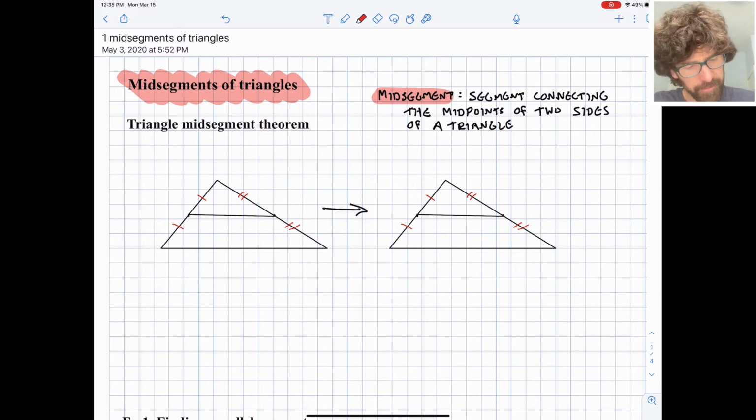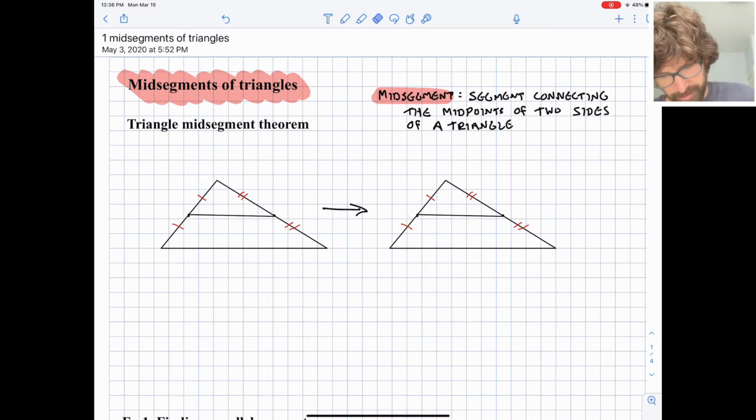Okay, so a midsegment does not intersect a vertex of a triangle. It always goes between the midpoints of two sides. So I'm showing you a midsegment right there. There's a pretty useful theorem that we're going to work with called the triangle midsegment theorem, and it gives us two things. If we know that we're working with a midsegment, it gets us two things.